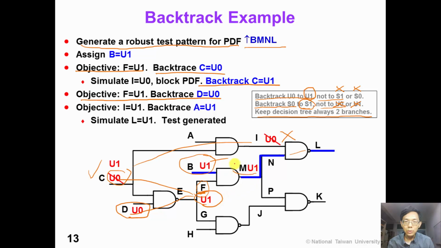And now we would like to robustly sensitize this path through the NAND gate. Because 1 is a non-controlling value, our objective is I equal to U1. So we backtrace to A and we assign A to be U1, and then we successfully propagate the fault to the output. We successfully generated a robust test pattern for this path delay fault.